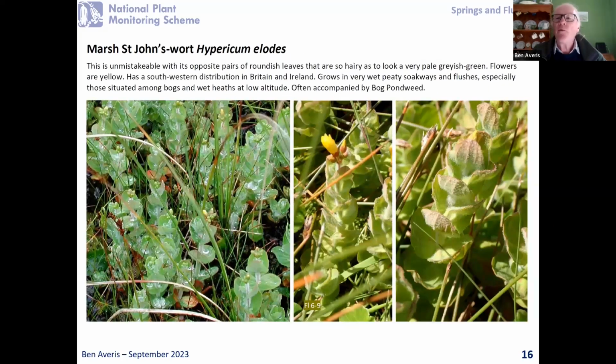Marsh St. John's wort. If you're in the southwest, or the extreme west, a bit further north, like in the Outer Hebrides, then you can see this instantly recognizable herb with these broad, rounded, pale, grayish-green leaves. They look pale and grayish-green because they're so incredibly hairy, and there are little yellow flowers on it. You don't even need the flowers to identify it. It's really obvious even without them. Like the bog pondweed, it likes very wet, usually rather acid, flushy, soakway places.